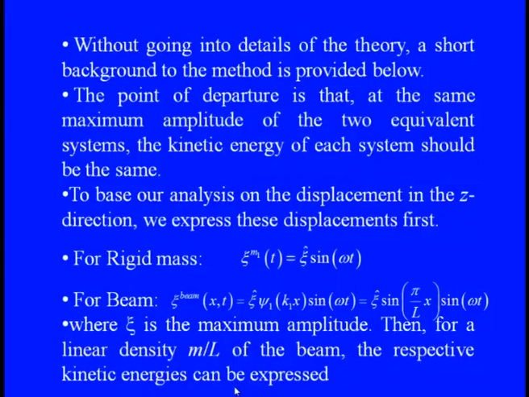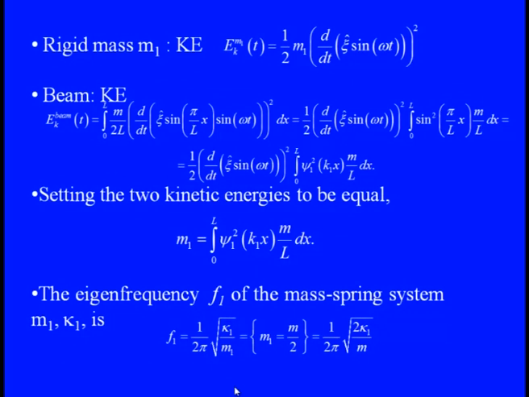So we can say the linear density is featured for the beam, and when we say these things, then the kinetic energy can be immediately evaluated for the rigid mass and for the beam. First of all, the kinetic energy K for the rigid mass m1 is half m1 times the displacement derivative, so it is d by dt of epsilon sin omega t whole square. And for the beam, we can straightaway put together the epsilon, and the kinetic energy for the entire beam is the integration from 0 to L, because the space is also there up to the x part.